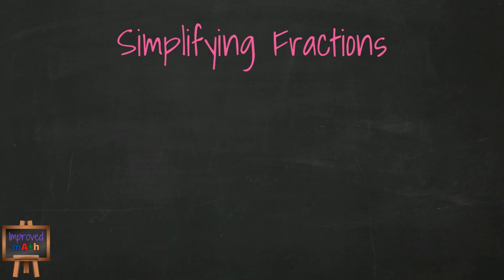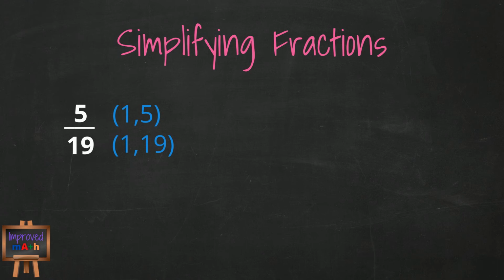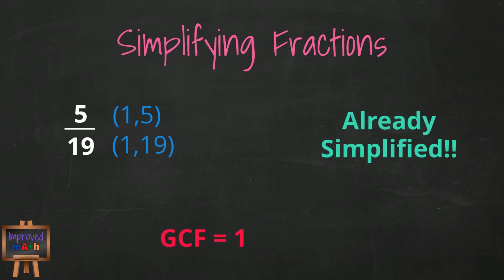Let's do one more example. Let's put 5 over 19 into its simplest form. Step 1, find the factors of both. The factors of 5 are 1 and 5. The factors of 19 are 1 and 19. Step 2, find the greatest common factor. Well, the greatest common factor is 1. When the greatest common factor is 1, that means the fraction is already stated in its lowest or simplest form and cannot be reduced any further.